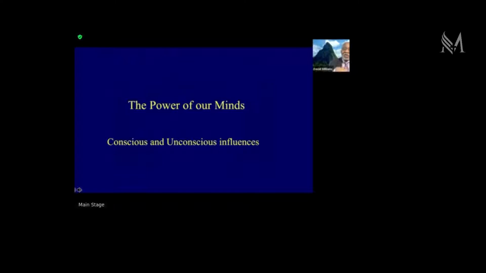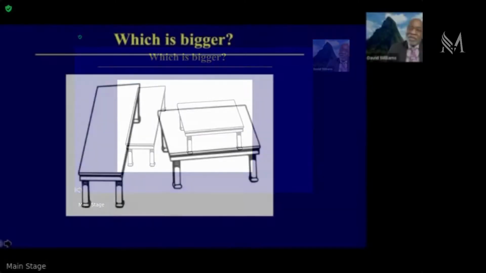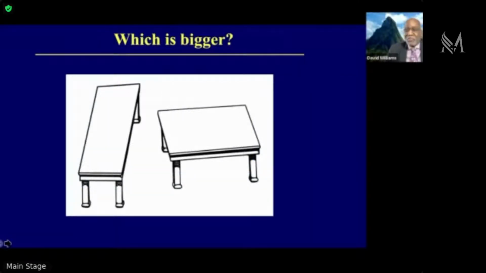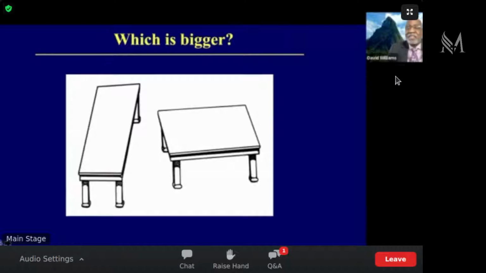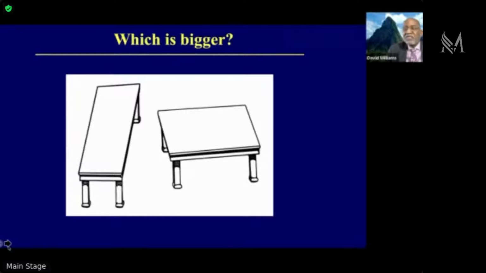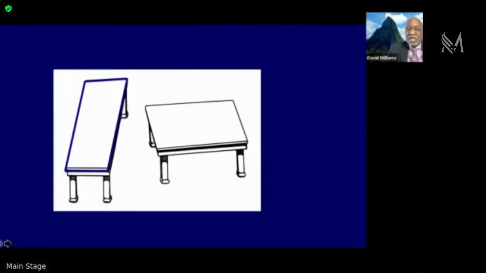I want to begin by talking about the power of our minds and how we are influenced by both conscious and unconscious influences. So let's begin with a little exercise. Which is bigger, the table on the left or the table on the right? I'm going to suggest to you and I'm going to prove to you that those two tables are exactly the same size. So here, you see we took that cover from one table, and I'm going to move it over, and I'll turn it, and it sits perfectly on the other one.